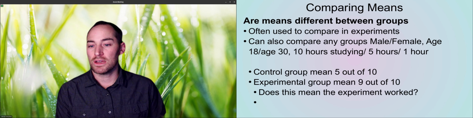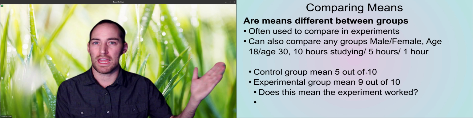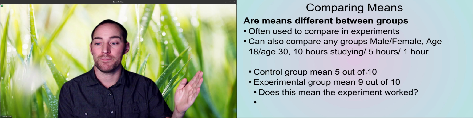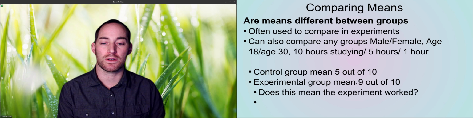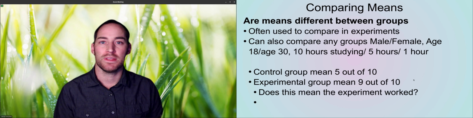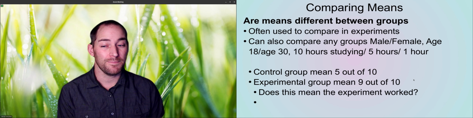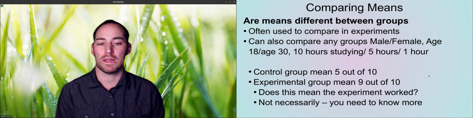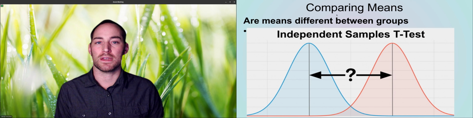So if you had a control group with a mean of 5 out of 10, so let's say your whole scale, the happiness measure, whatever it was, went to 10, and the control group gets a 5 out of 10, and the experimental group gets a 9 out of 10. Does this mean the experiment worked? Maybe, but really you need to know more here. You need to know a little bit more about these groups. So that's what we do with comparing means.